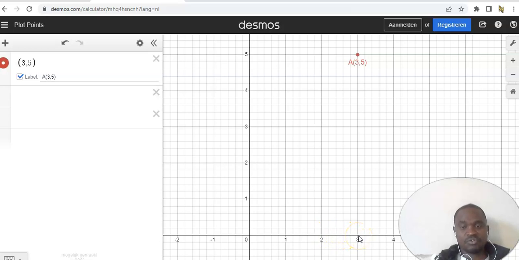Then I must move 5 up because 5 is what? Positive. 5 is y, it's positive. So I'm going to move 5 up: 1, 2, 3, 4, 5. Now I have this point. Okay, good. We are going to plot another one.